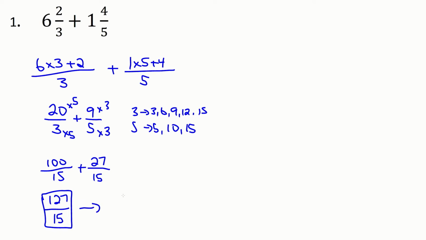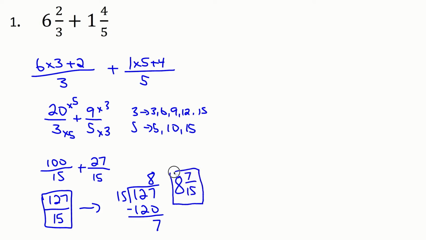So we need to figure out how many times 15 goes into 127. If you did this 10 times, it would be 150. So 10 is too big. If we did 9 times, that would be 135, which is still too big. If we did 8 times, that's going to give 120. So that's what we're looking for. There's a remainder of 7 here, which means our answer is 8 and 7 over 15. So there's our mixed number answer.